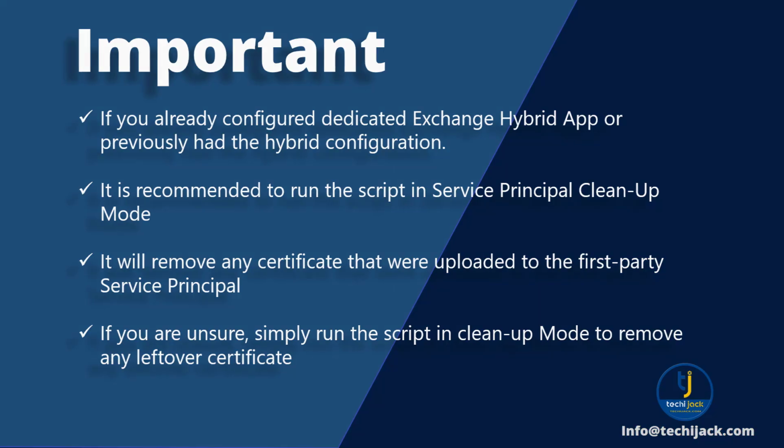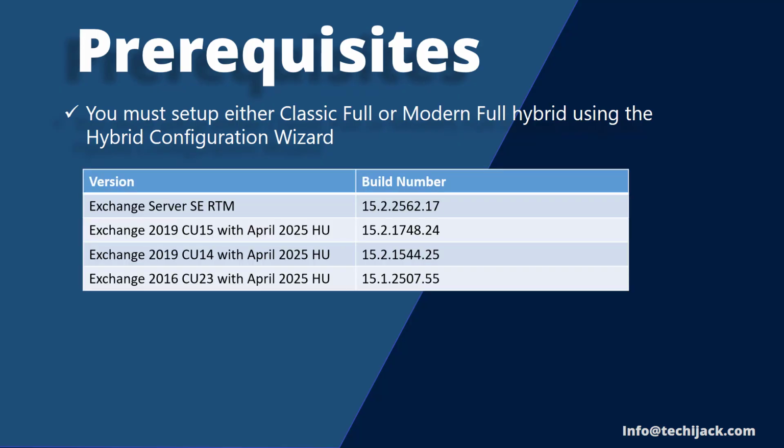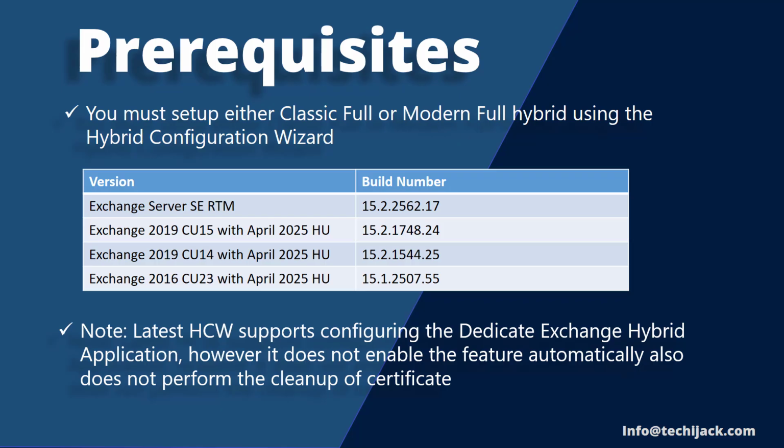Let's also discuss the prerequisites. You must set up either classic full or modern full hybrid using the hybrid configuration wizard. Also, the supported version of Exchange Server is Exchange Server Subscription Edition RTM, and there is a build number. If you are using Exchange 2019, you should be at CU 14 or 15 along with the April 2025 HU. And if you are using Exchange 2016, you should be at CU 23 with April 2025 HU. Also, one thing to note here is that the latest hybrid configuration wizard supports configuring the dedicated Exchange hybrid application. However, it does not enable the feature automatically, and it does not perform the cleanup of the certificate. You have to run that manually.